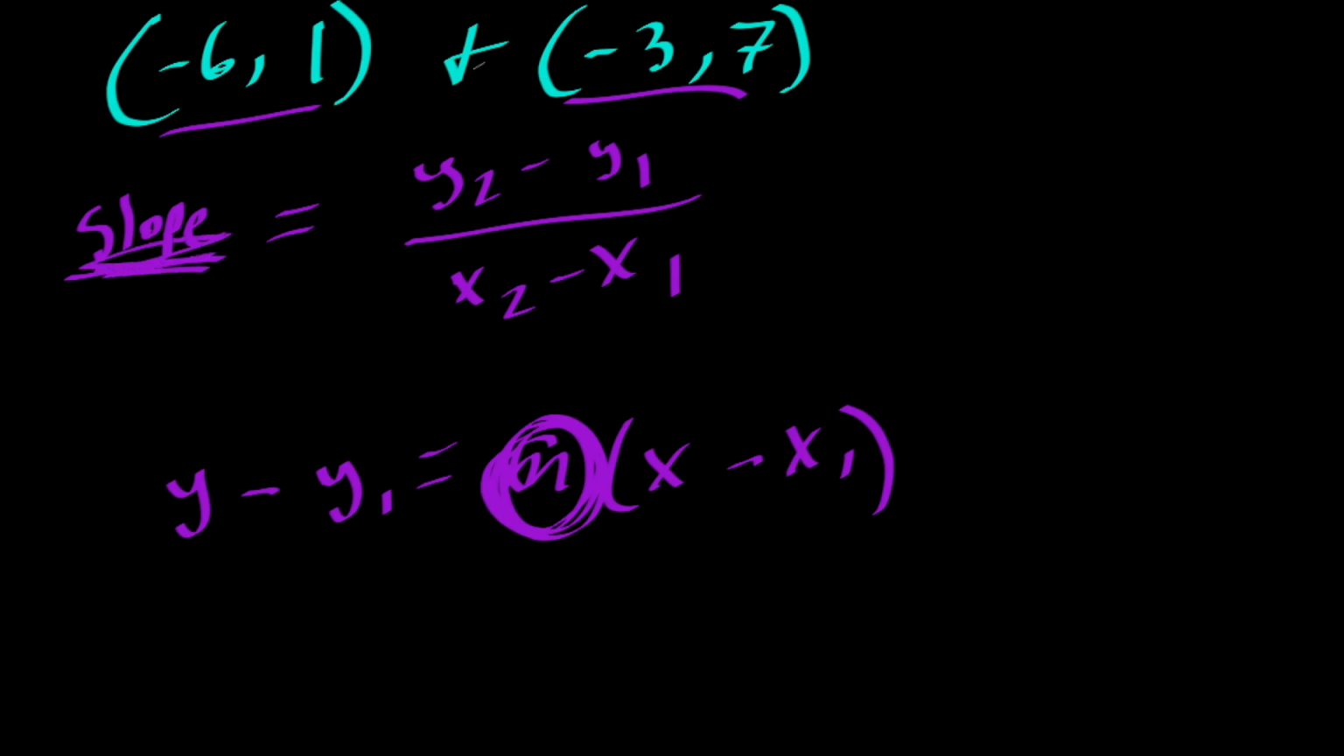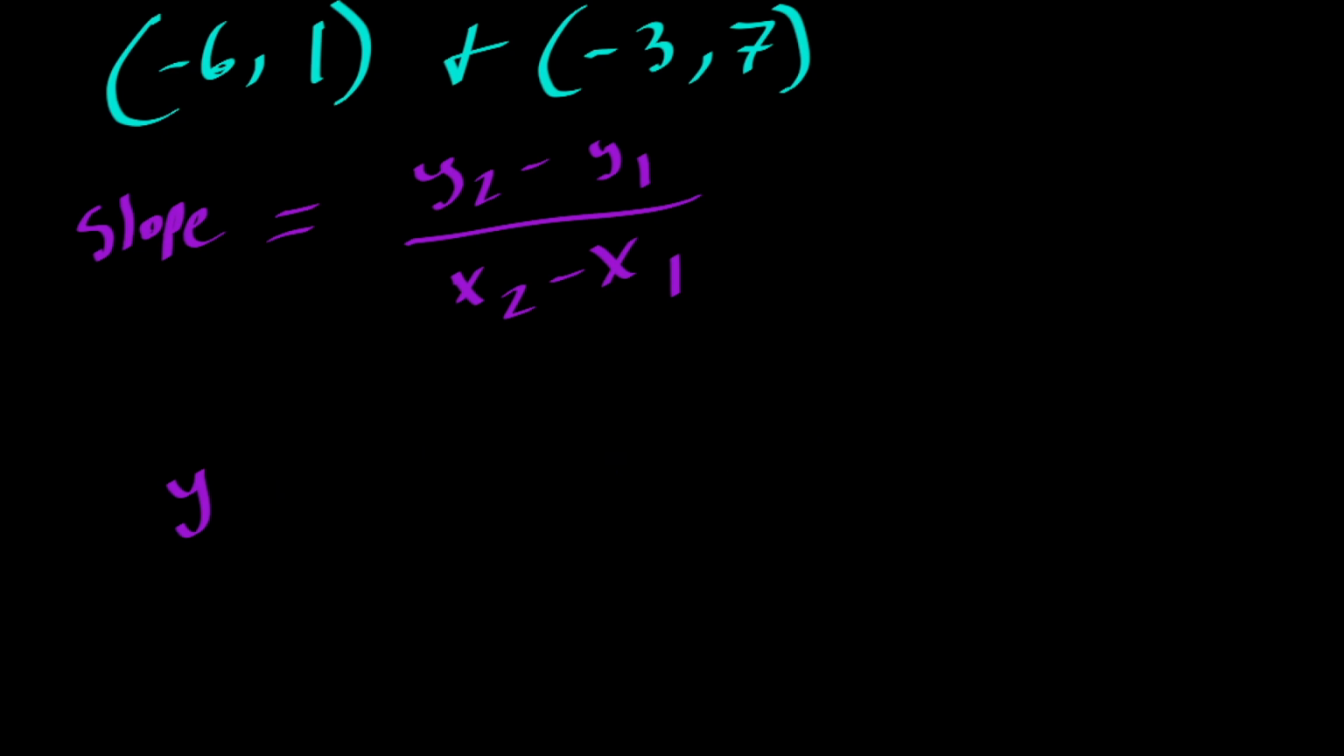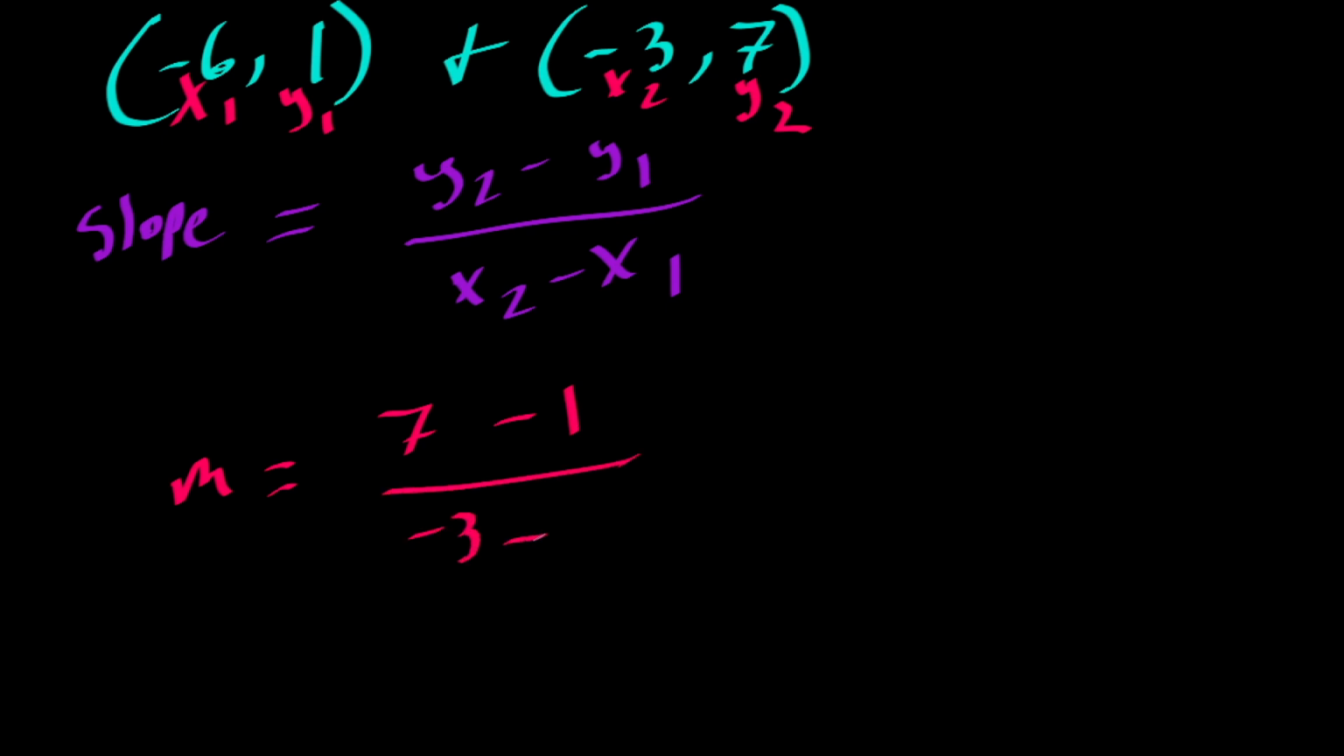Okay, so if you're given 2 points, you have to manually find the slope, then you have to do the point slope formula. So now let's find it. So once again, it'll probably help you label this x1, y1, x2, y2. So now we're going to say m is equal to 7 minus 1 over -3 minus a -6, because this 6 is negative, so it's minus a negative, which changes to plus. So now we're going to end up with 6/3, so the slope is actually 2.